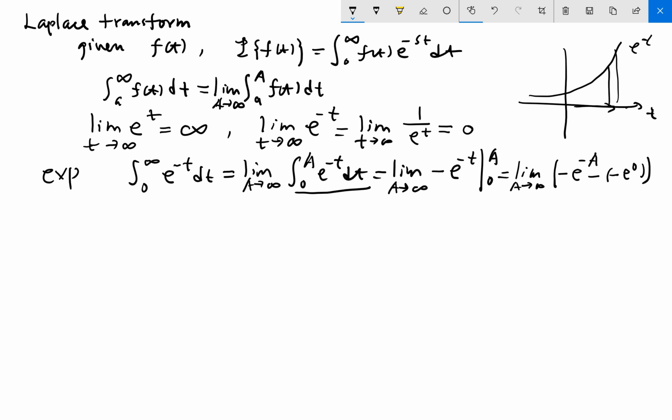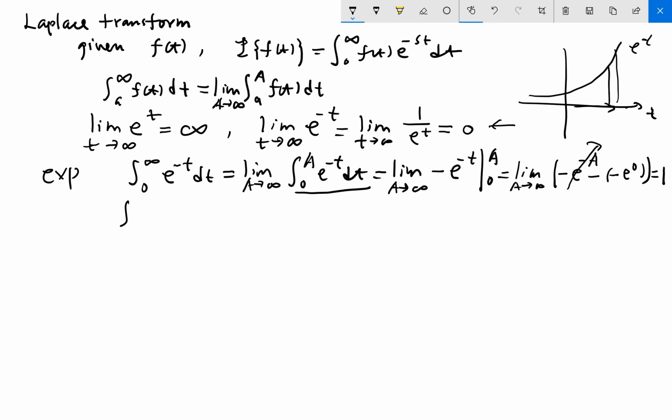Remember, e to the negative a goes to 0 as a goes to infinity. So the first one gives you 0, and the negative e to the 0 gives you negative 1. Negative, negative gives you positive 1. So this limit exists and is equal to 1. So this improper integral converges.